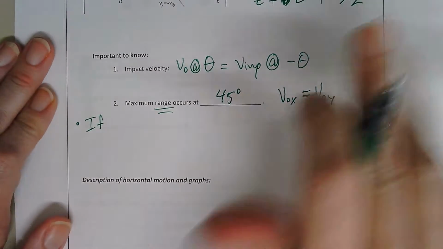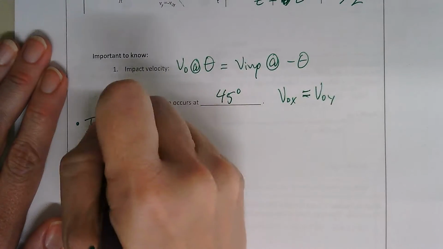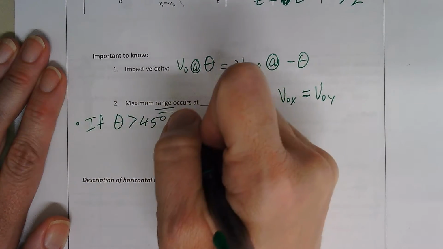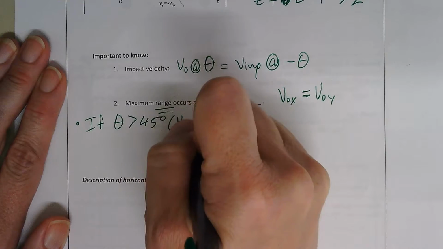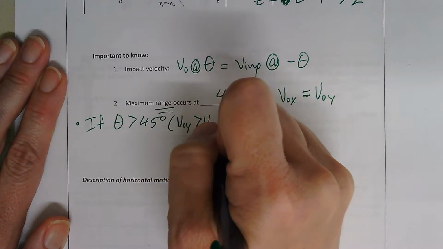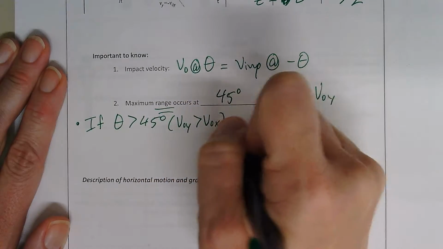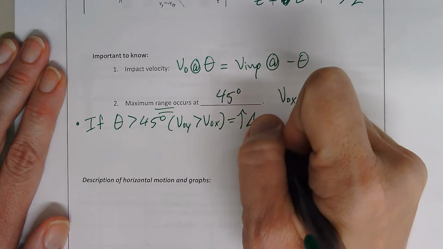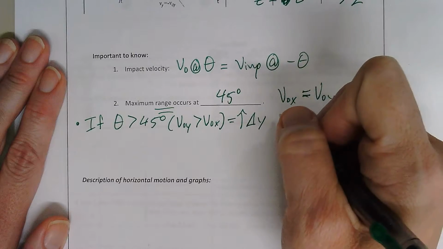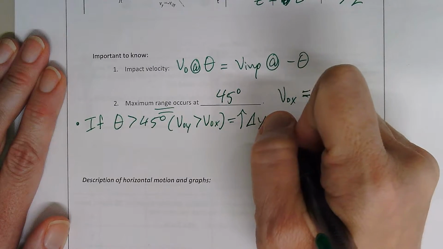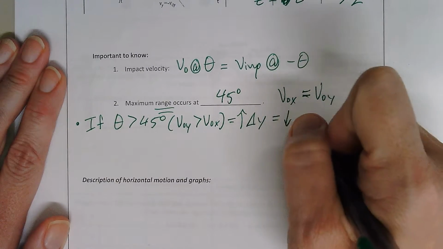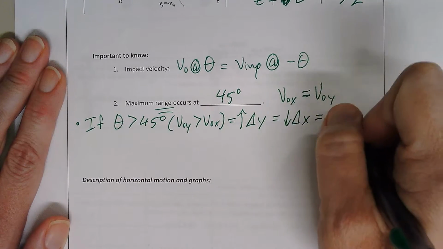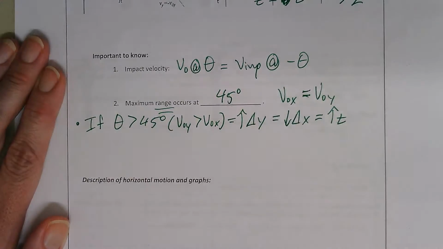There we go. If your theta is greater than 45 degrees, then your v initial in the y will be greater than your v initial in the x. So that means you will have a higher height. It will go higher. You will have a lower range, and it will be in the air for more time.